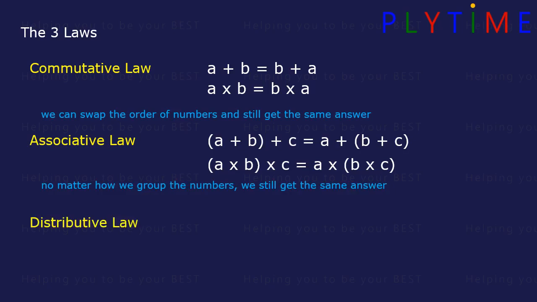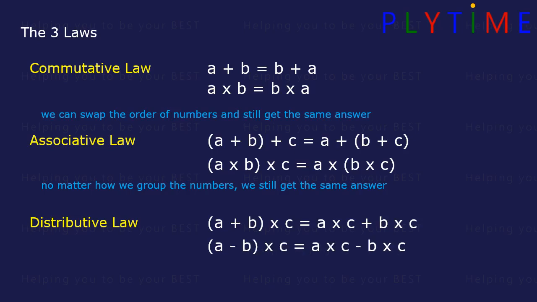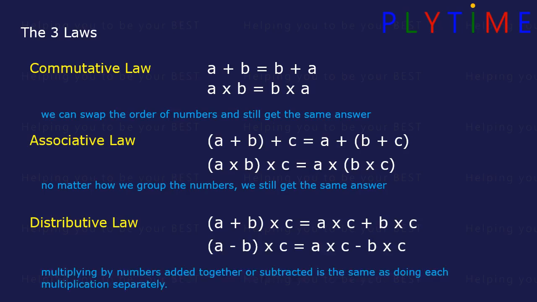And the distributive law. (A plus B) times C equals A times C plus B times C, or (A minus B) times C equals A times C minus B times C. Multiplying by numbers added together or subtracted is the same as doing each multiplication separately.